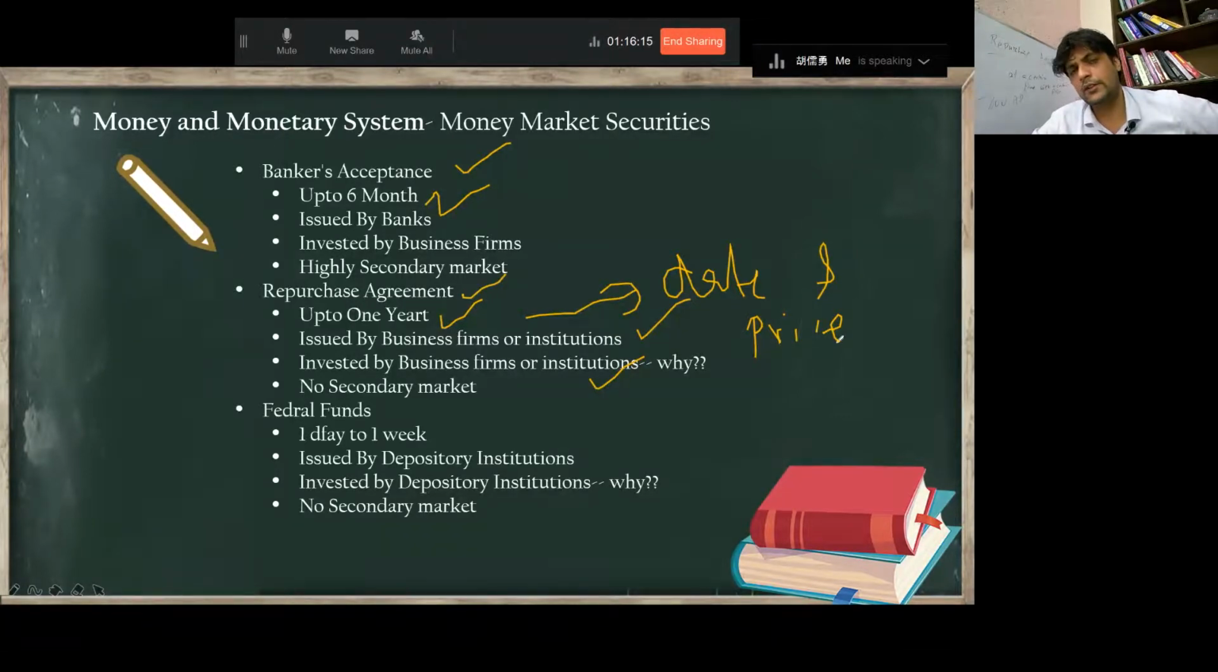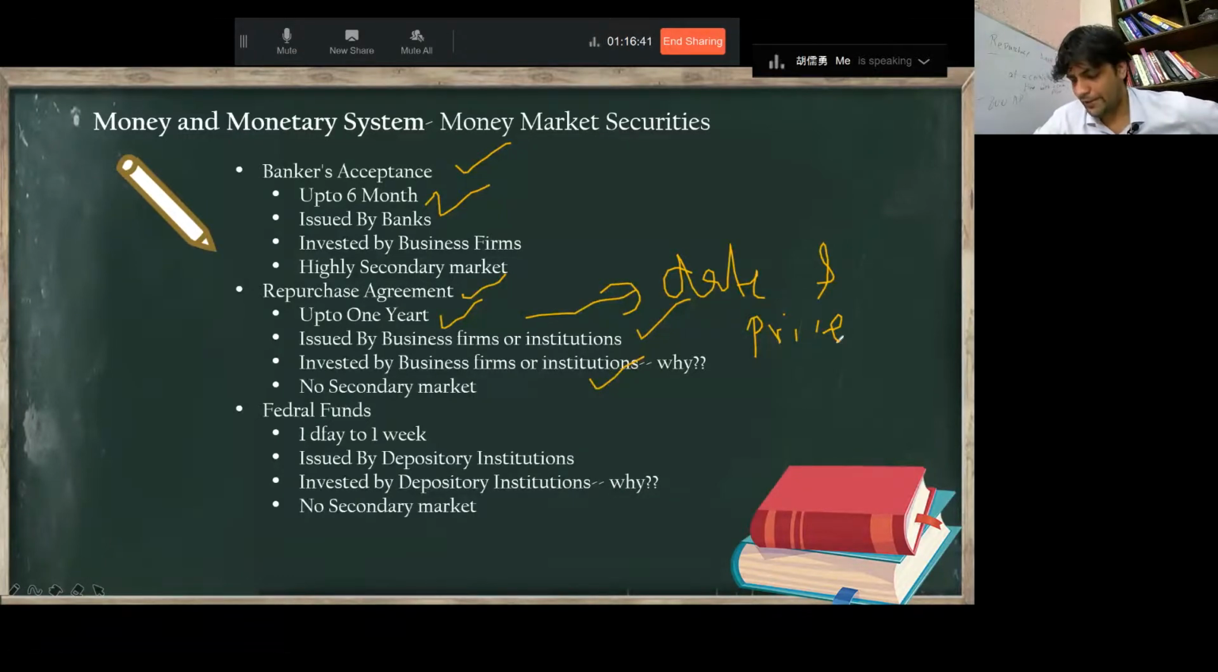Usually with T-bills, you can go anytime. Banker acceptance is up to 6 months, you can avail it anytime, right? And you can change these instruments into liquidity, into cash. So it's a kind of repurchase agreement, kind of a mortgage. It has no secondary market because the date is specified, so it's not tradable, right?